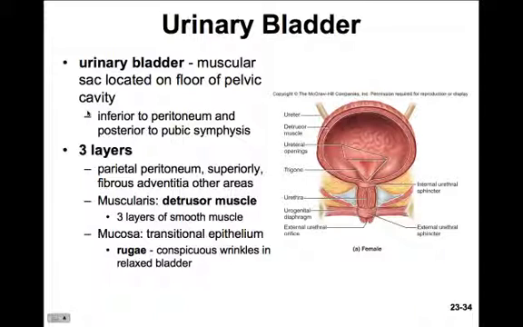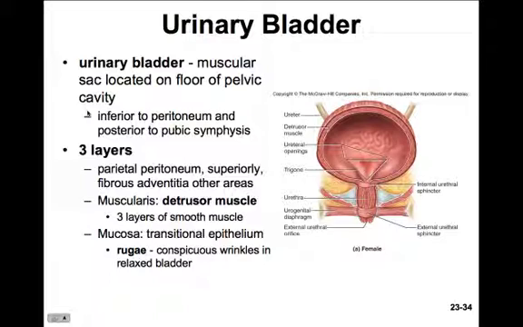There are also 3 layers in the urinary bladder. There's the parietal peritoneum, superiorly fibrous adventitia in other areas. The muscularis is a layer also known as the detrusor muscle. And there's 3 layers of smooth muscle, plus the mucosa, which is a transitional epithelium, if you remember from when we looked at tissues last semester.